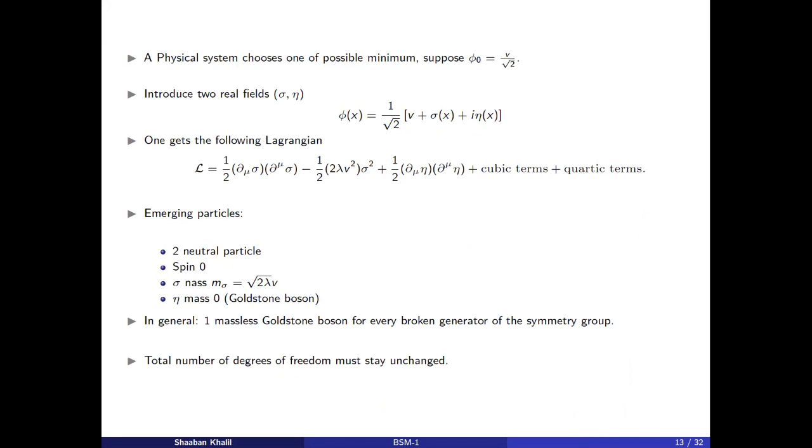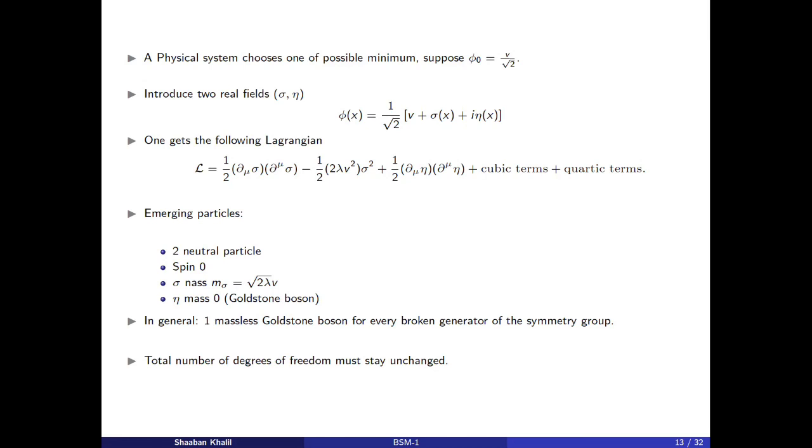This is an example of what will happen if I shift my field, which is a complex field: the real part around v plus sigma, and the imaginary part, eta, has a 0 value. Now you go to the Lagrangian with phi divided in terms of sigma and eta, you will get this extra term, and you will find that the sigma field is dynamical and it has a mass term. So we started with the phi field with this mu square, which was negative. And now you have the eta kinetic term, but there's no mass term for eta. So we end with two neutral spin 0 particles. Sigma has a mass, but eta is massless.